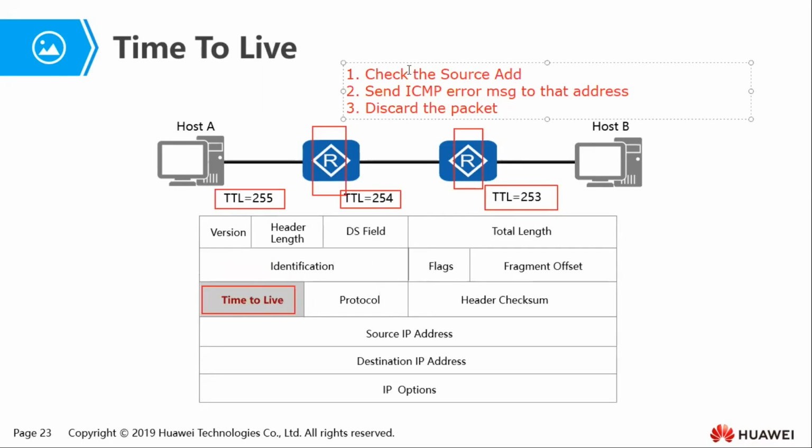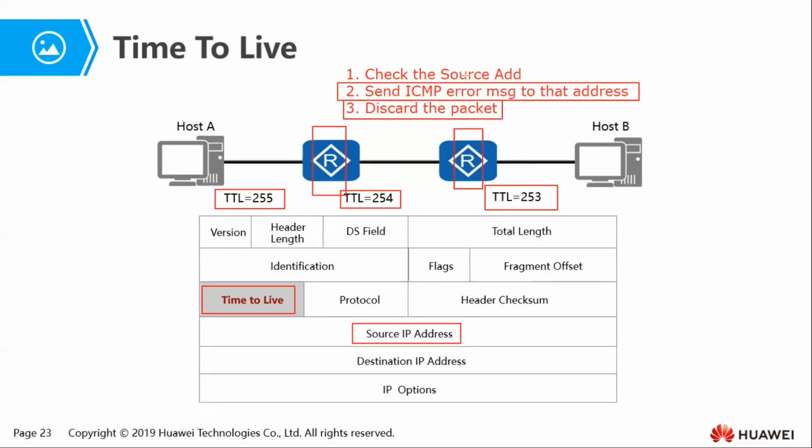So if any router receives a packet whose TTL value is 0, this is what it is going to do. Check the source address. Where is the source address? They simply check this field here. Then send an error message. We're going to look at the ICMP error messages later, like destination unreachable. Then don't forward that packet any longer. Just drop it, discard it, delete it.